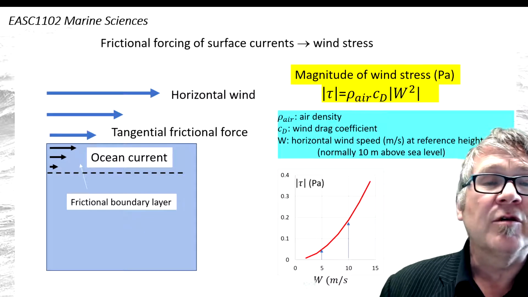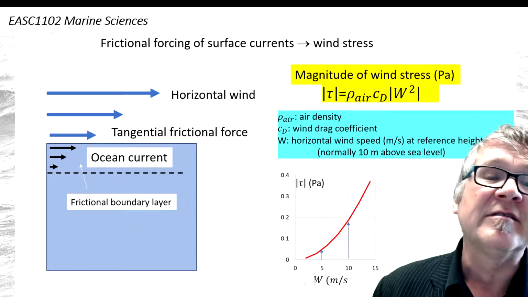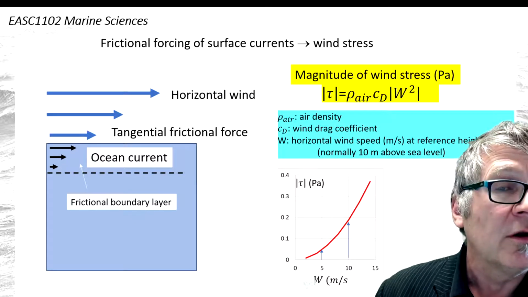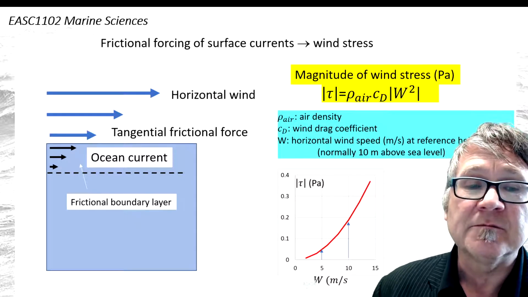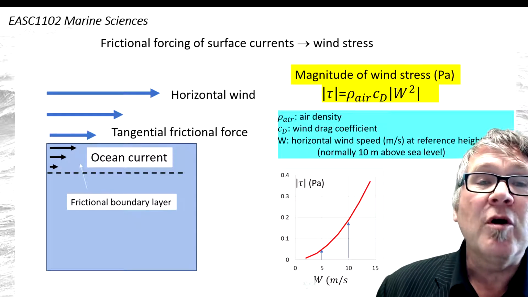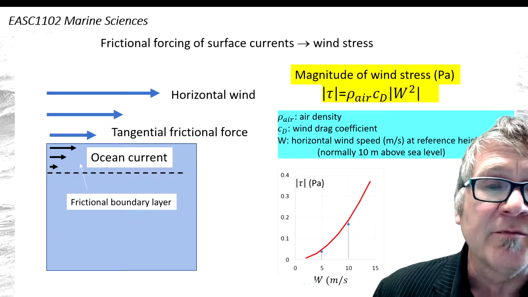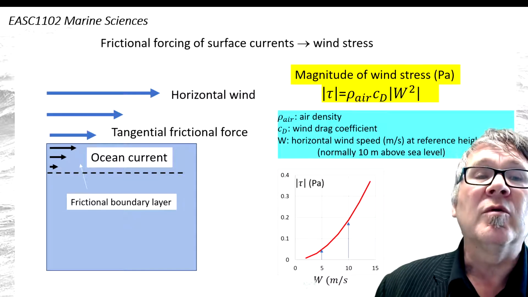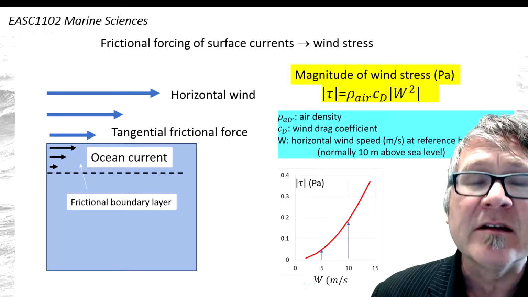And then there is a conversion into the frictional units. There's the air density in there, and there's something that we call a wind drag coefficient. And you can look up the values for these coefficients. So the important detail of that is it's a nonlinear relationship between the wind speed and the wind stress. So the greater the wind speed, the even greater is the wind stress.